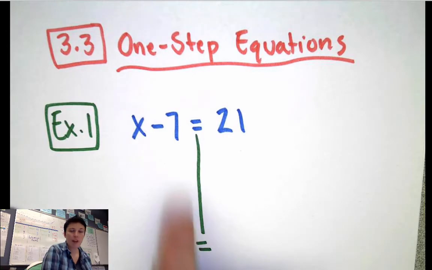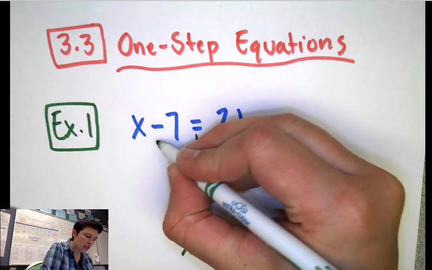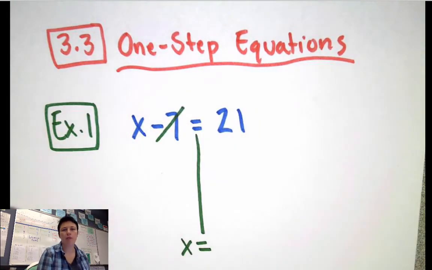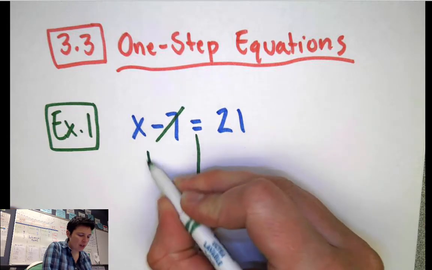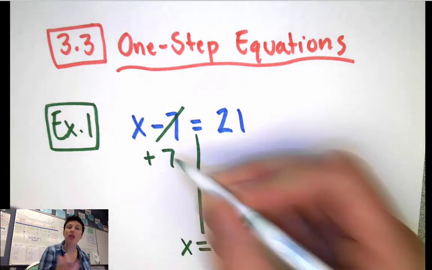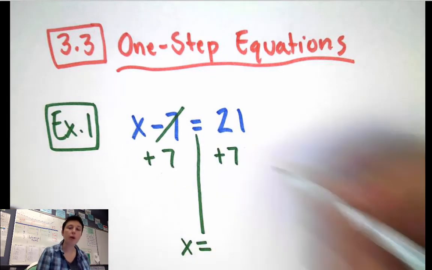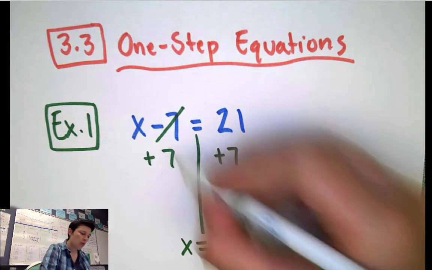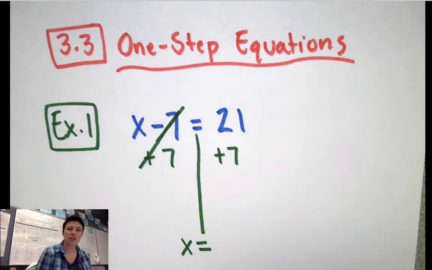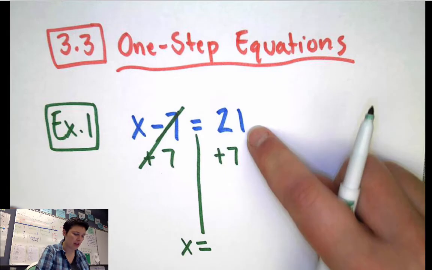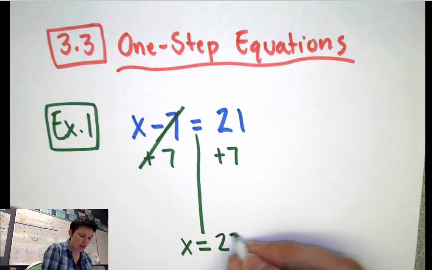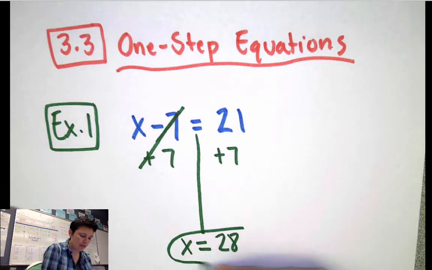What I need to get away from the x is I need this -7 to go away. Well, I can't just randomly take it away unless I do this. A +7 and a -7, when they go together, make 0. If I put a +7 on both sides of this equation, that would definitely get rid of this to 0, and I would have just an x. And over here, 21 plus 7 would give me 28. And that's my answer, 28.